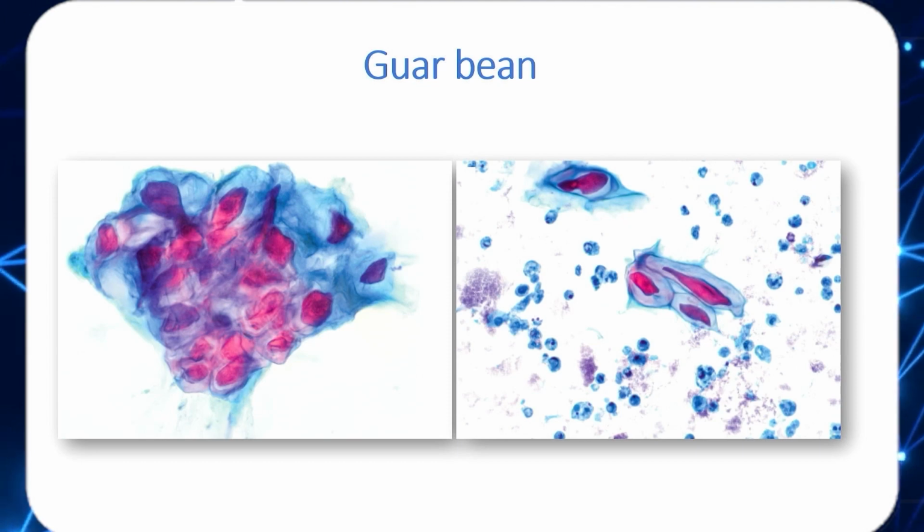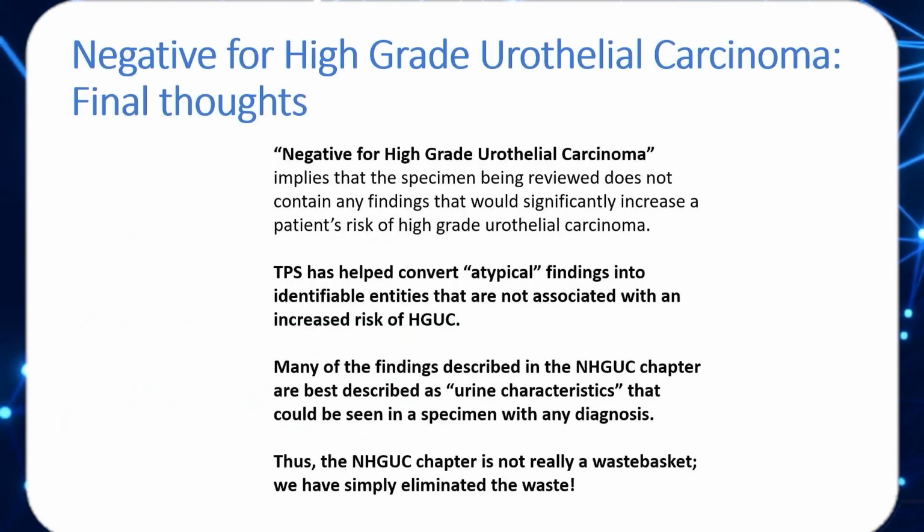So again, it's something that you need to recognize and know. It's an outlier scenario and may not necessarily be part of your practice. But be cognizant that you can sometimes see elements such as these in your samples. If you see this, no atypical call, just call it negative for high-grade urothelial carcinoma.